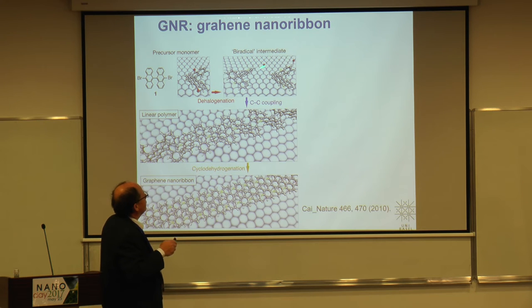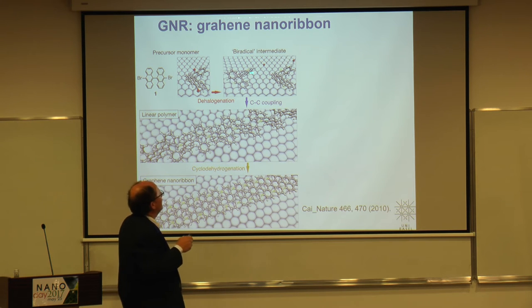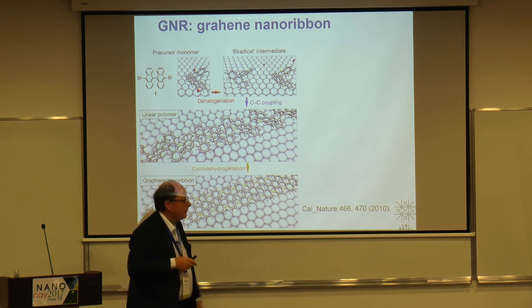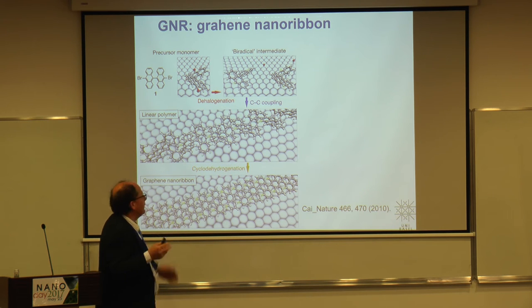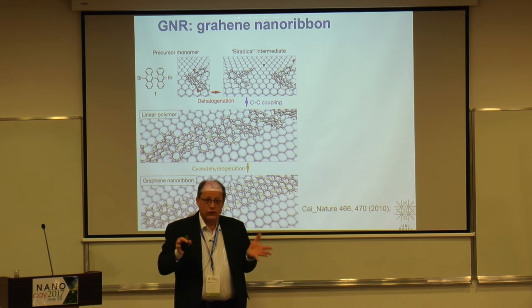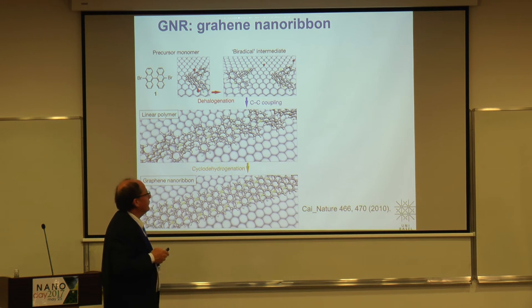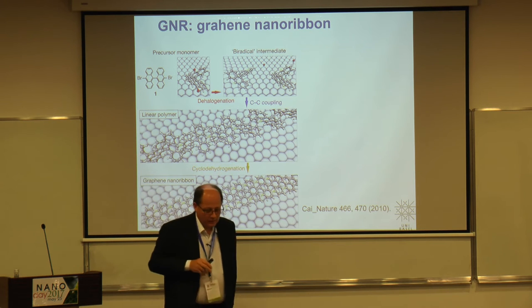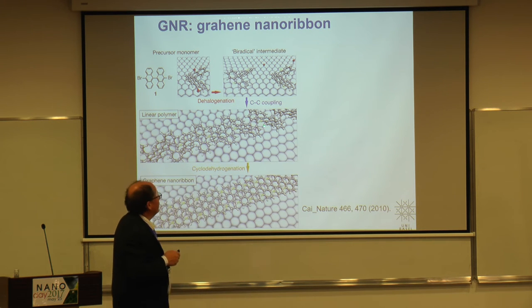And then if you anneal the sample, they will diffuse around and form a polymer. So as you have it in a polymer in solution, but now on the surface. The surface actually helps a bit because it lowers the activation energy for the reaction. Other than that, you form this polymer here.